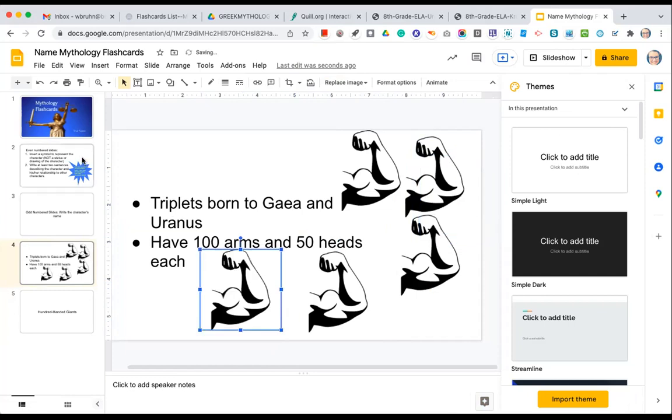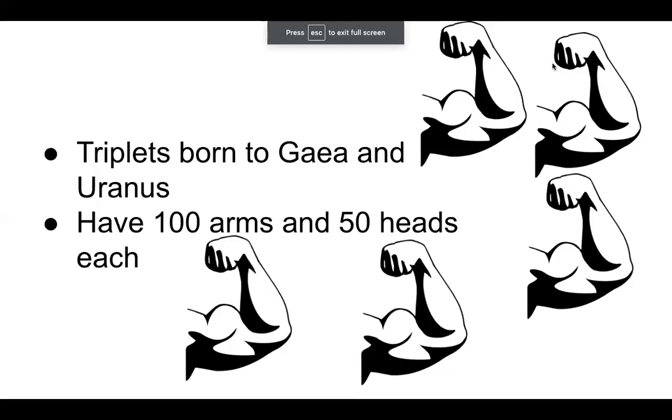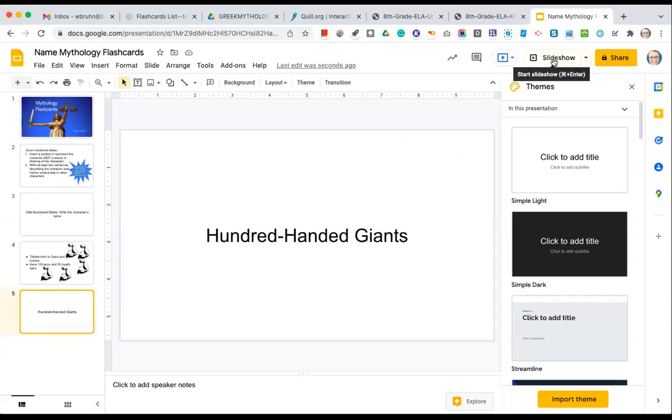Now how I can use this to review is I can run it as a slideshow. And as I'm going through, I can say, okay, triplets, have 100 arms and 50 heads each. Okay, that's 100-handed giants. And then I can click, cool, I was correct, and then I can move on to the next one. So not only is this an assignment, but it's also going to be a way to help you memorize these gods, goddesses, and other characters from mythology, which will help you to review for the tests that we have in this unit, and will also help you later on when we are reading the Odyssey, and then even further in 4th quarter when we're reading Romeo and Juliet.